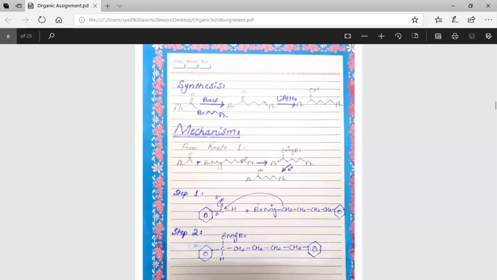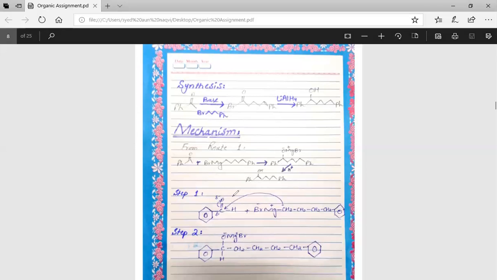When we treat benzaldehyde with 5-phenyl-1-magnesium bromide pentane, we will have the addition product like this compound, and the interaction between oxygen and magnesium is the ionic interaction. Again, on acidic hydrolysis, the hydrogen ion or the proton replaces the magnesium. So we will have the final product.